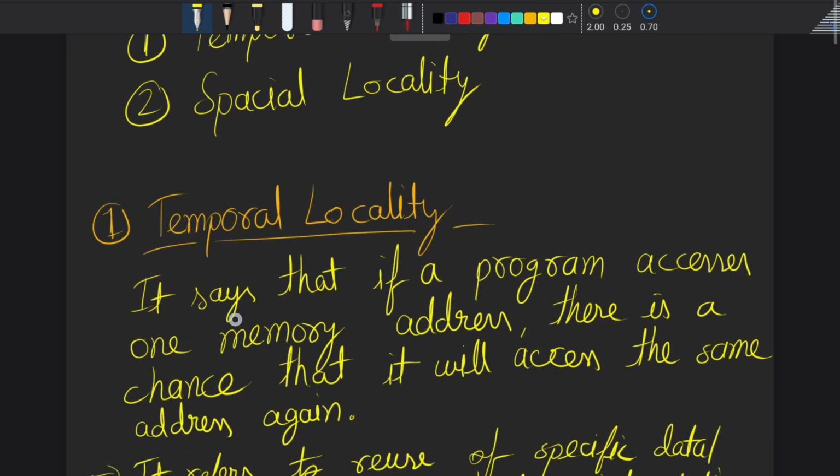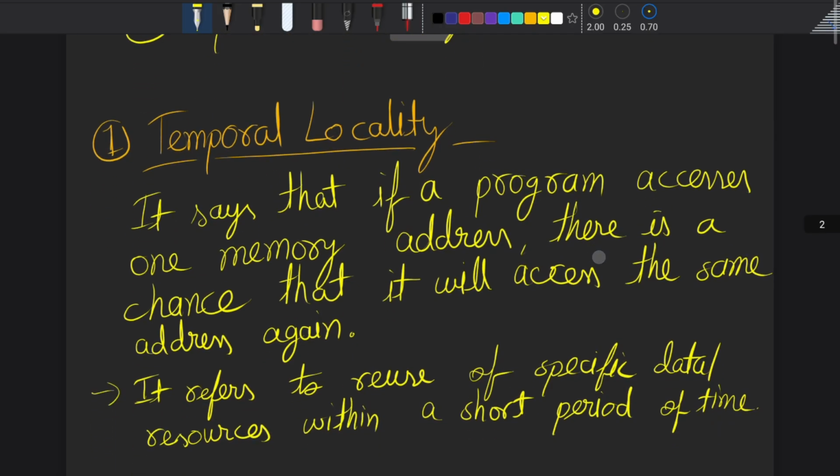Temporal locality says that if a program accesses one memory address, there is a chance that it will access the same address again. From this statement, we can understand that if our program accesses a specific memory address once, then there is a high chance that address will be accessed again by our program. This is known as temporal locality. So, it refers to reuse of specific data or resources within a short period of time.